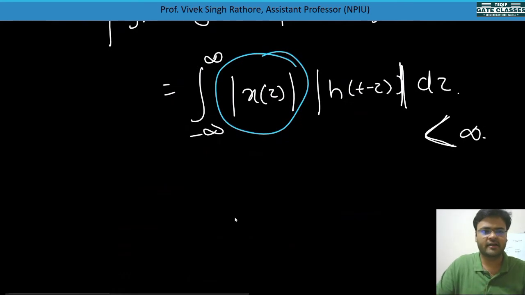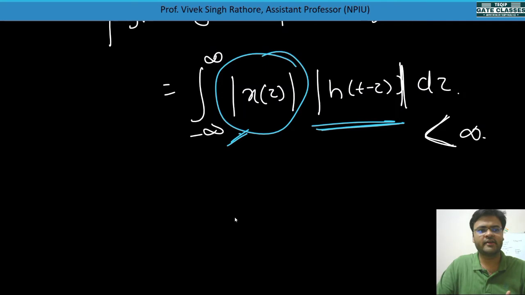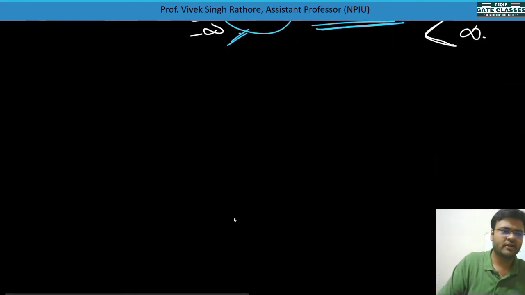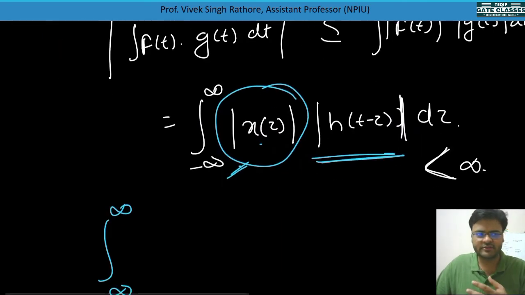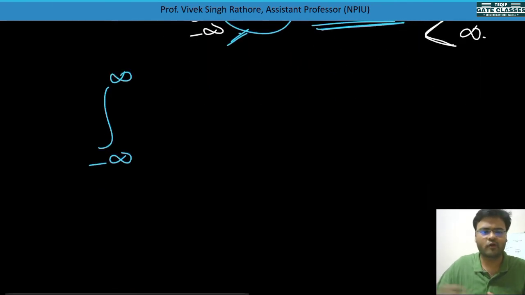It means that this needs to be checked, because if this is finite and it is multiplied by some infinite value, then ultimately the value will come infinite only. So this value needs to be checked. Ultimately, if you are giving a stable or bounded input, and the system is not bounded, then your system will make the output unbounded.